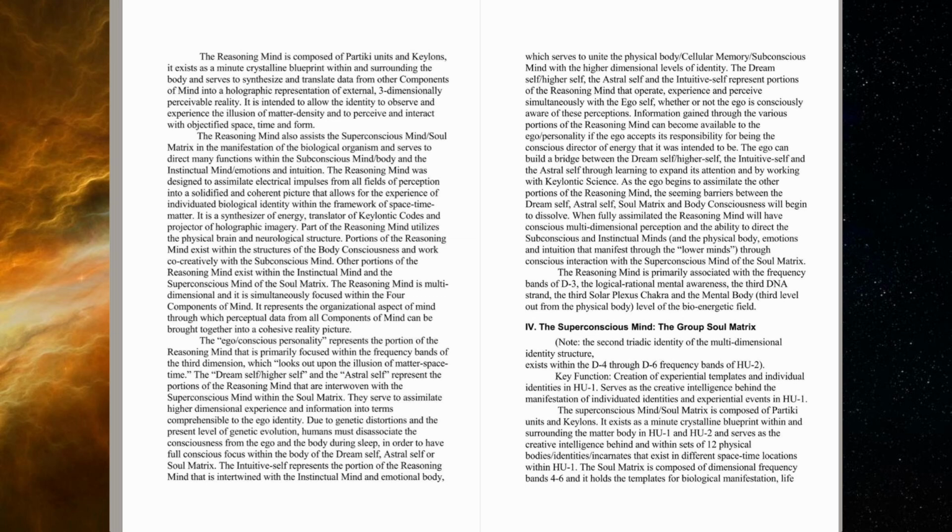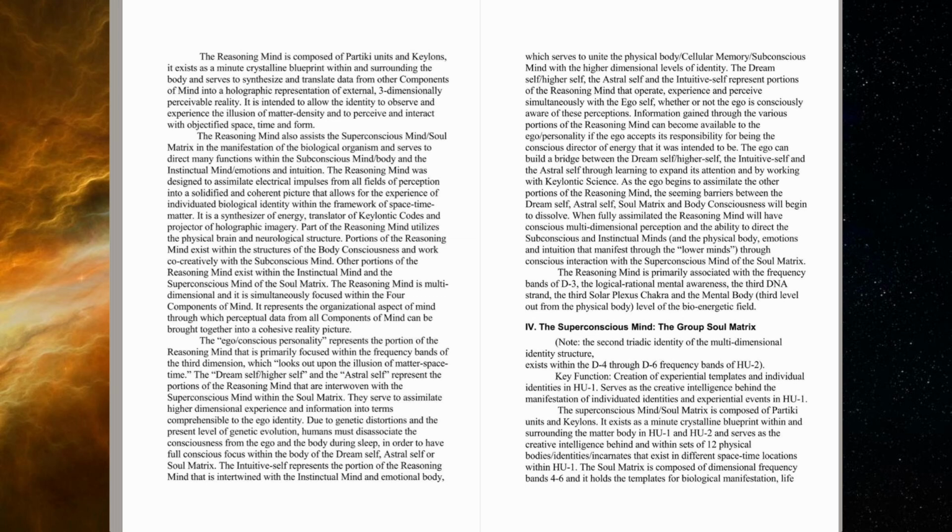Due to genetic distortions in the present level of genetic evolution, humans must disassociate the consciousness from the ego and the body during sleep in order to have full conscious focus within the body of the dream self, astral self, or soul matrix. The intuitive self represents the portion of the reasoning mind that is intertwined with the instinctual mind and emotional body, which serves to unite the physical body, cellular memory, subconscious mind, with the higher dimensional levels of identity. The dream self, higher self, the astral self, and the intuitive self represent portions of the reasoning mind that operate, experience, and perceive simultaneously with the ego self, whether or not the ego is consciously aware of these perceptions.